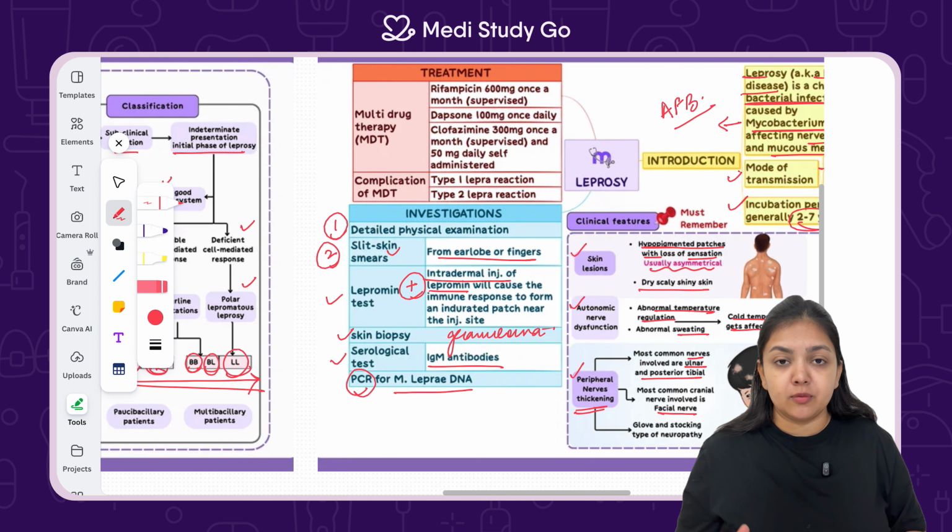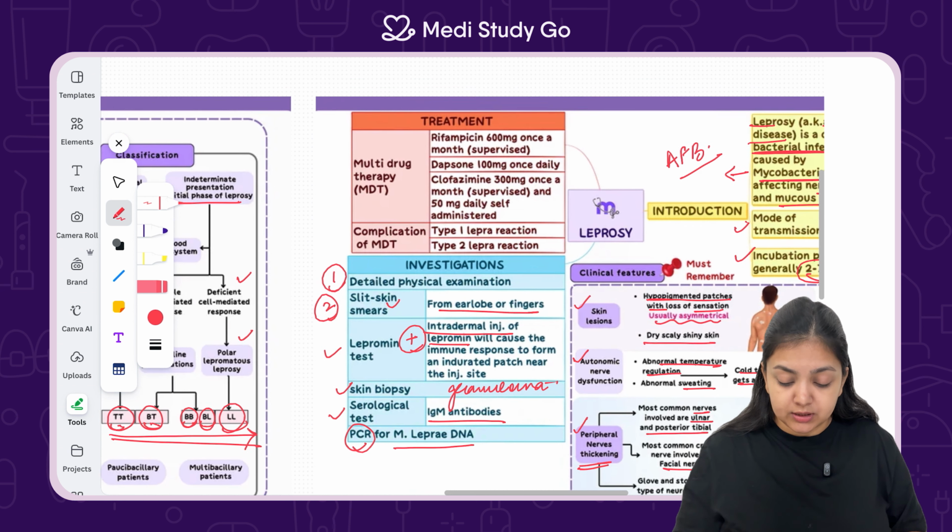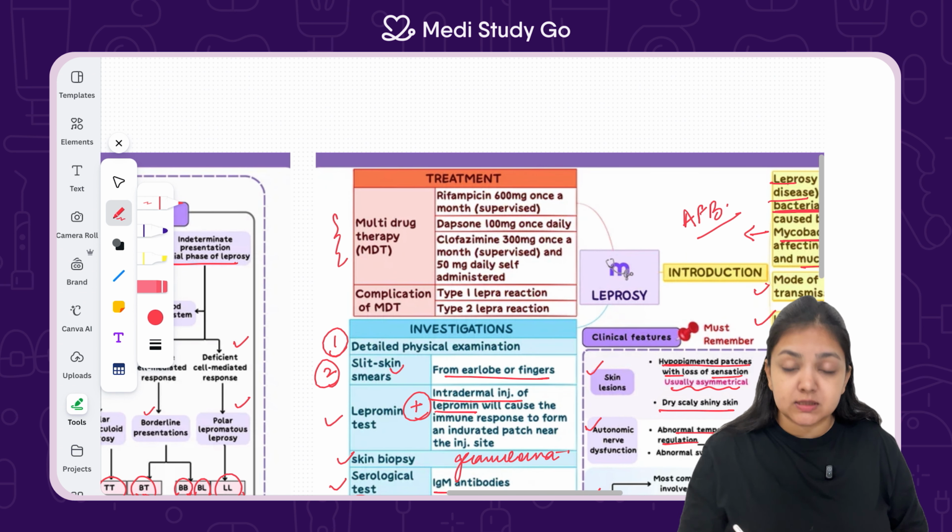Once we have done the confirmatory diagnosis, we need to treat the patient, and for that the main treatment is multidrug therapy, which means multiple drugs are given. The 3 main drugs which are used are rifampicin, dapsone and clofazimine. Along with that, one thing you need to know is that this drug therapy can lead to complications which are known as leprae reactions.